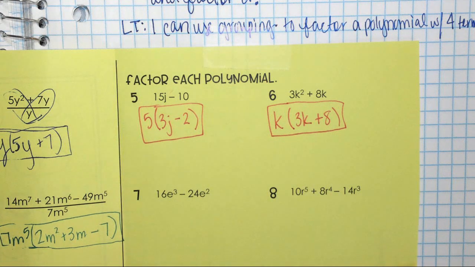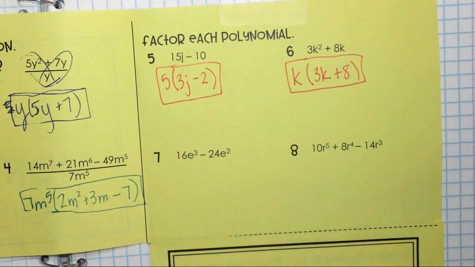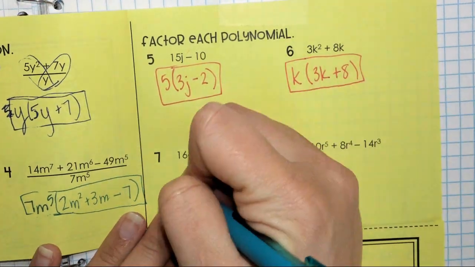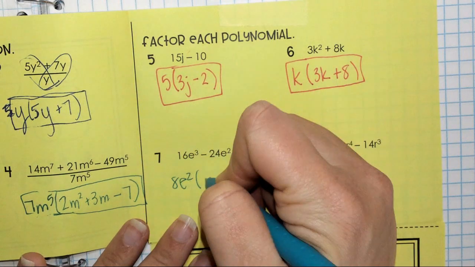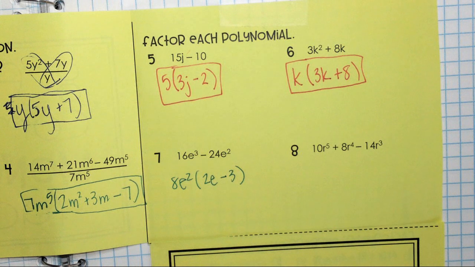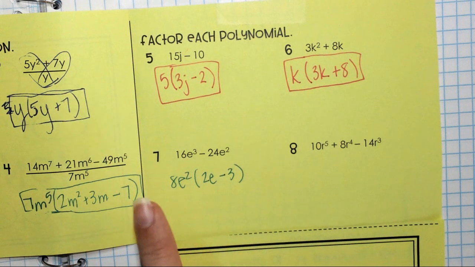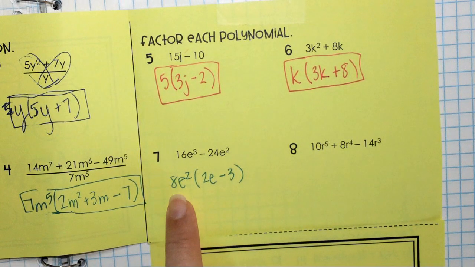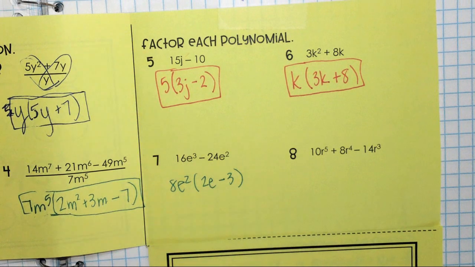Alright, you think you can try 7 without me? Try 7. And if you feel confident, move on to 8. So for 7, I got 8e squared, and that leaves me with 2e minus 3. How do we do? Did we get the e squared part right? Did anybody pick a smaller number than 8? Okay, you have to pick the biggest common factor.